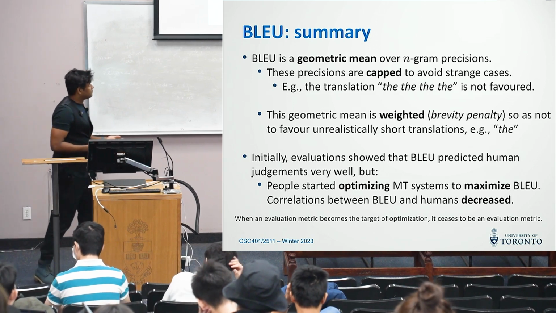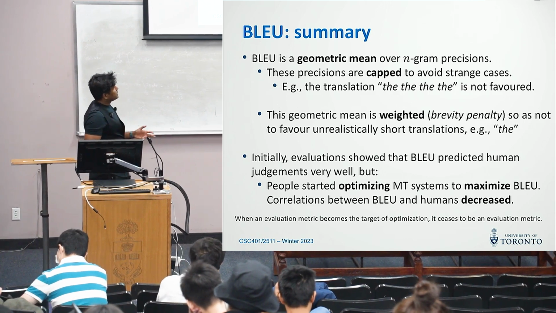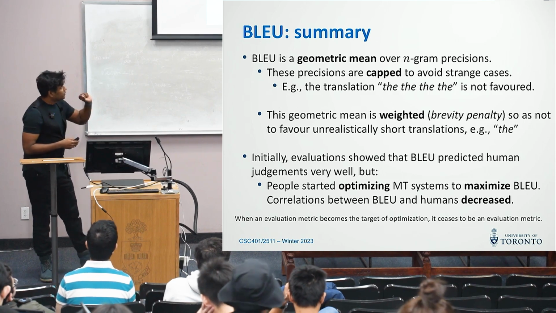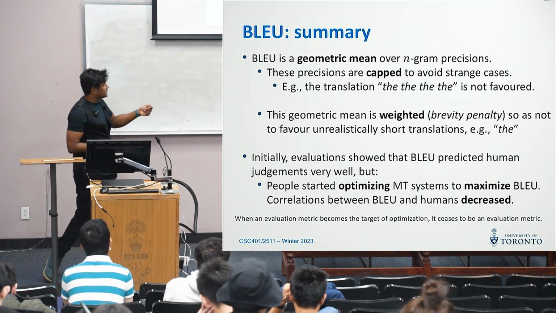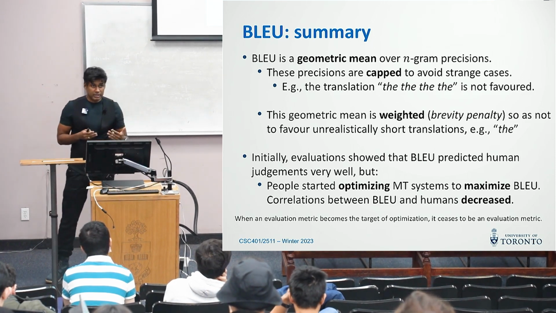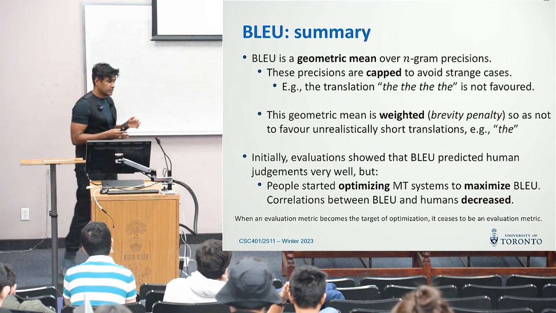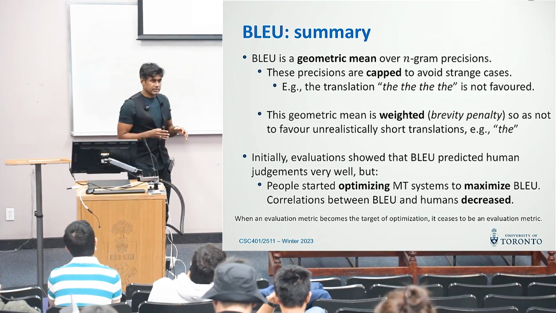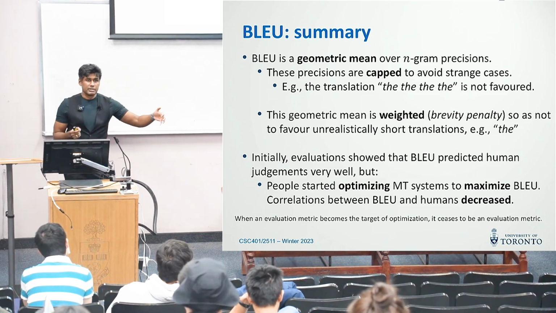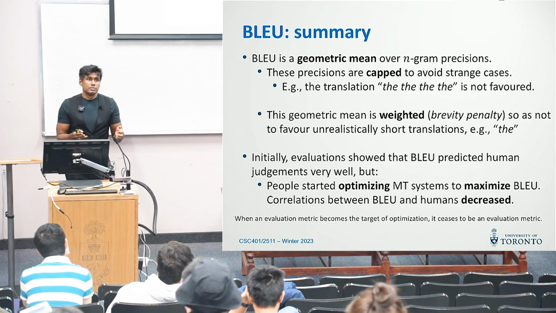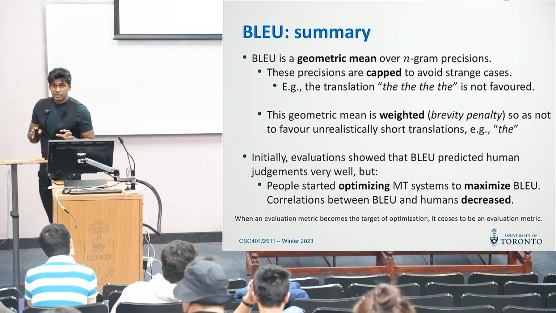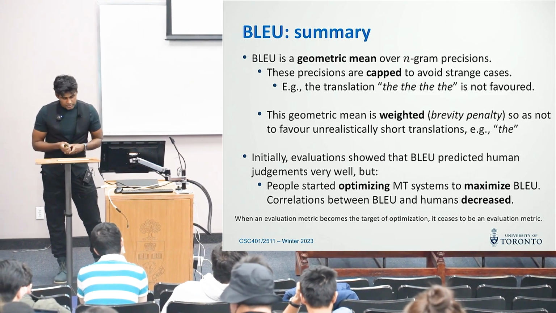Initially, this BLEU score predicted human judgments very well, but then what happened was people started optimizing their models for maximizing this BLEU score, and as a result, correlations between BLEU score and human judgments gradually decreased. This is a very important point for computer science students to take note of: whenever an evaluation metric starts to become the target of optimization, it ceases to be a good evaluation metric. Okay, so it applies to other areas of life as well.